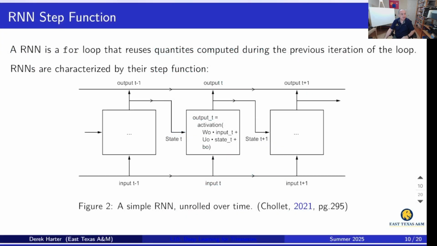So in summary, an RNN, you can think of it as a for loop that reuses quantities computed during the previous iteration of the loop, right? So we could draw this as kind of a flow graph. So basically what's happening, for input at the previous time step, it will generate an output using tensor operations that you're familiar with. And that output, though, is fed back in for the next iteration, right? So we'll have the state and the input at time t, and we perform those tensor operations to calculate the output t, right? And that keeps happening.